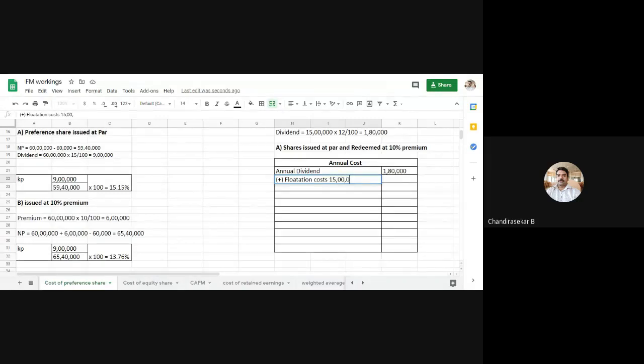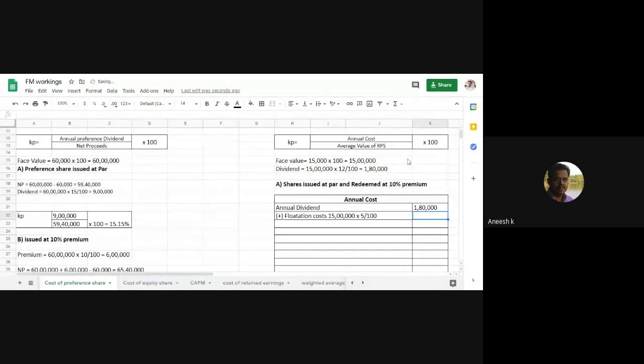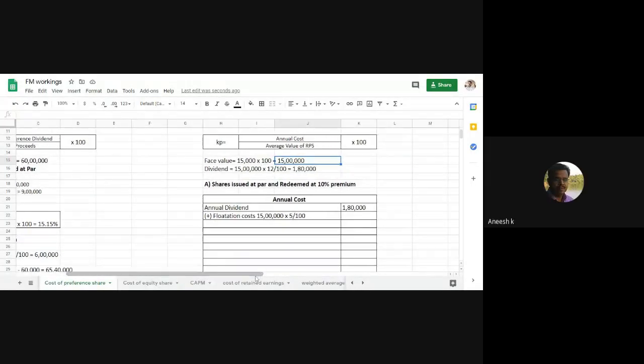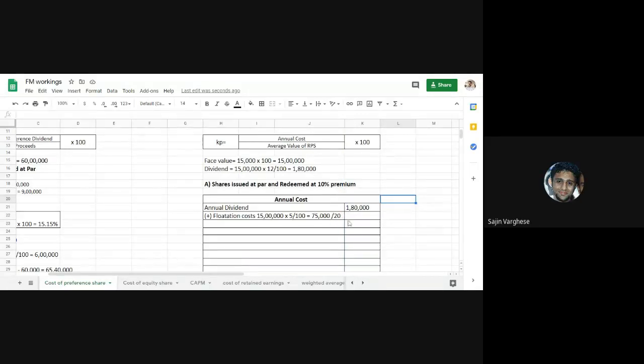Flotation cost on 15 lakh rupees into how many percentage? 5%, na? Yes, flotation cost was 5%. How much is 5% on 15 lakh? 75,000. Yes. 75,000 is applicable for all 20 years, na? So now we are calculating per annum, so divided by 20. It is a 20-year preference share, na? So how much for 1 year? 3,750 rupees.